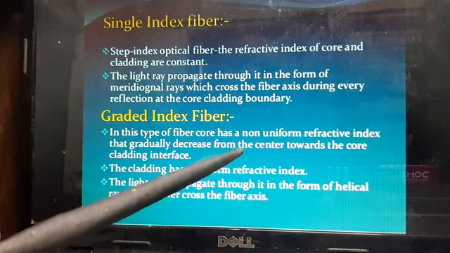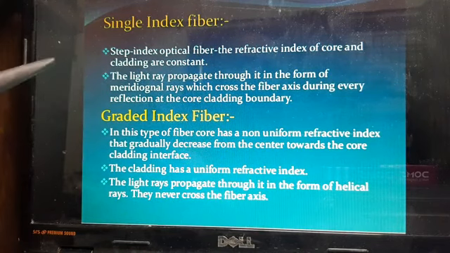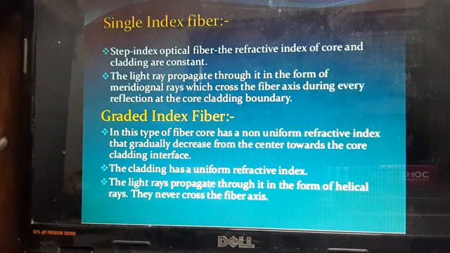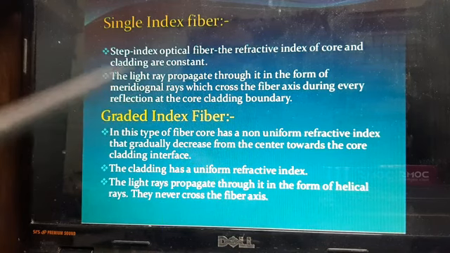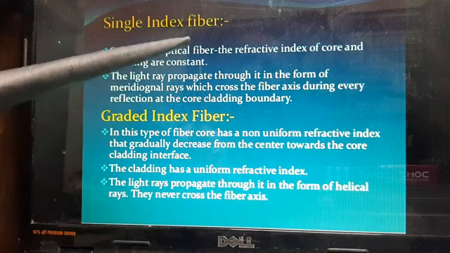Now these are the differences. In step index optical fiber, the refractive indices of core and cladding are constant. And the light ray propagates through it in the form of meridional rays, which cross the fiber axis during every reflection at the core cladding boundary.